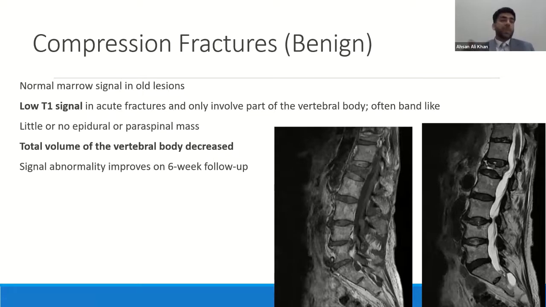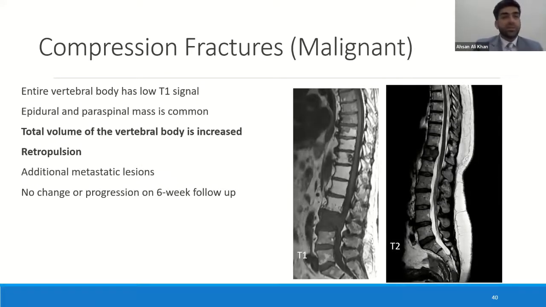And for example, if you decide, okay, there is a fracture, but I want to have a follow-up, and then I'll see again, and the patient is doing fine. I'm not going into the discussion of when to operate or when not to operate right now. But if you decide to follow up, after 6 weeks the signal abnormality improves, right? Like I said, in the old one the marrow signal is normal. So here you can see again the total volume has been reduced, and it involves a band-like appearance.